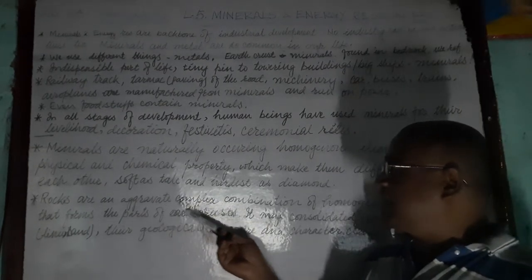Next, minerals are found in rocks. So rocks are an aggregate complex combination of homogeneous mineral particles. In rock, there is a combination of different mineral particles that forms part of the earth crust. On the earth surface and in the interior of the earth, a lot of minerals are found, so minerals are part of rock also.